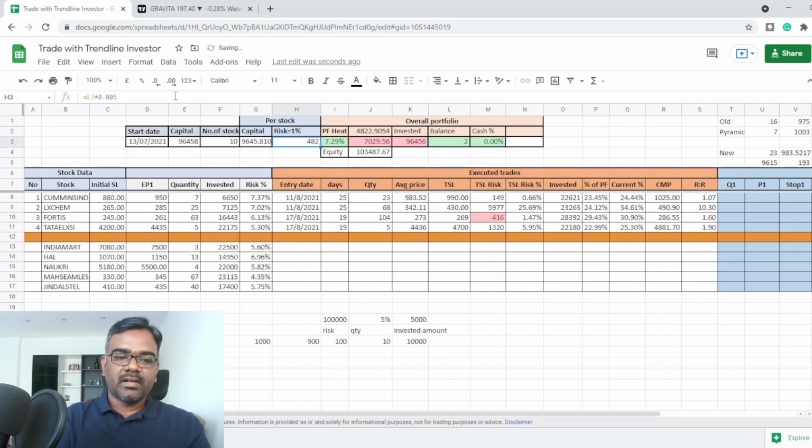So that's how you define your quantity on the number of shares you buy. And once you keep buying shares, you need to also check your portfolio heat. Right now we are in lots of profits, so that's why it's in positive, but otherwise this will usually be negative when you start off.